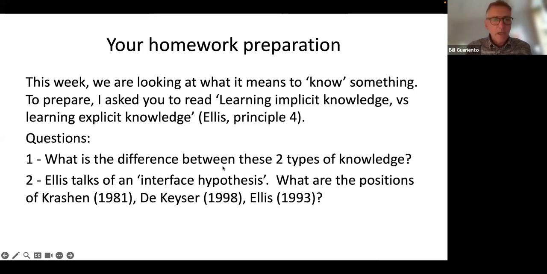Okay. Now, a longer question. Ellis talks of an interface hypothesis, okay, between learning implicit knowledge and learning explicit knowledge. Now, who feels that they can tell me the view of Krashen? That's the first one. We've got Krashen, De Keyser, and Ellis. So, Nada, do you have your hand up?